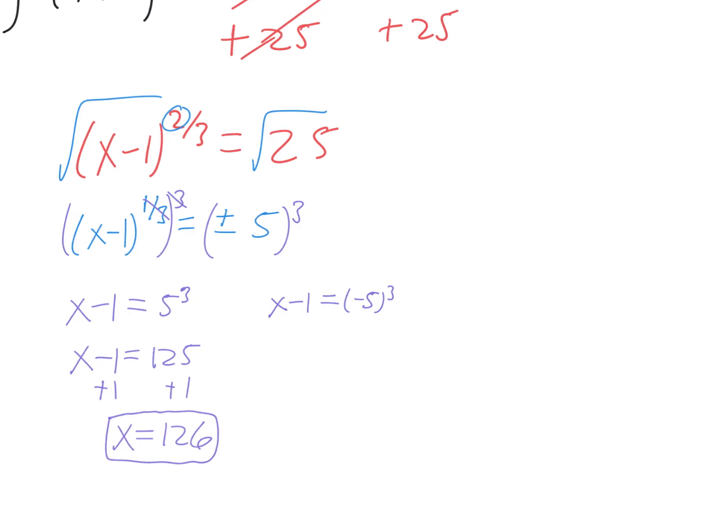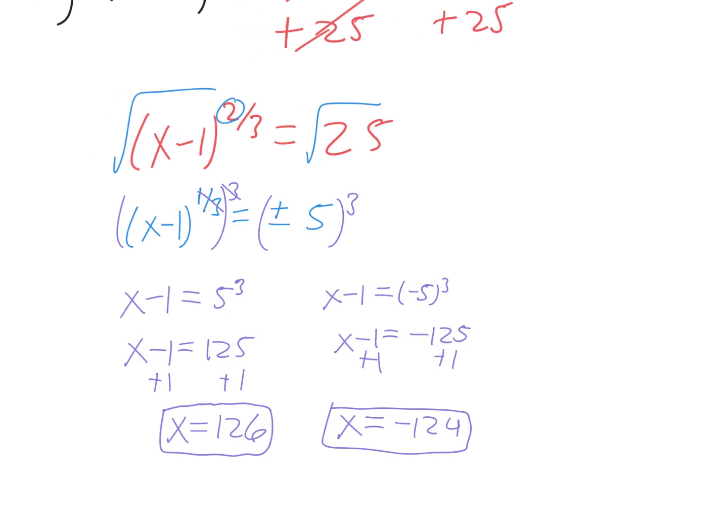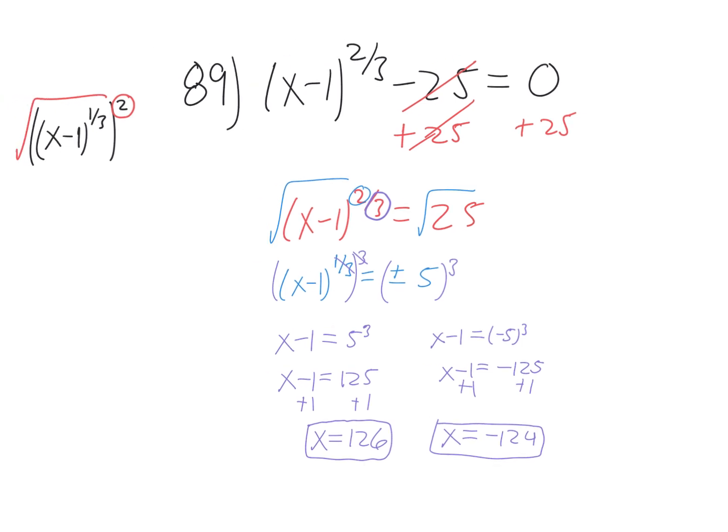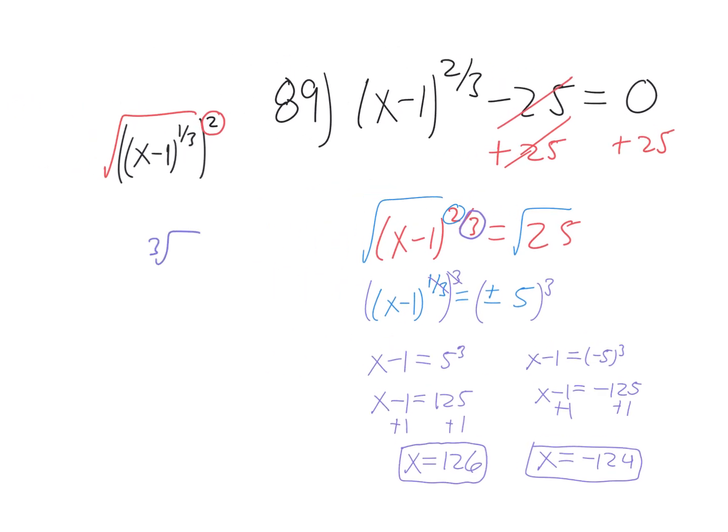And then over here, I get x minus 1 equals negative 5 to the 3rd power, which is negative 125. I can add 1 on both sides, and so I get x equals negative 124. These are my two answers here. I don't have to check these because I have an odd root. Notice that 3 on the bottom is the same as a cube root, so this is the same as the cube root of x minus 1. And cubes don't really give us any issues.